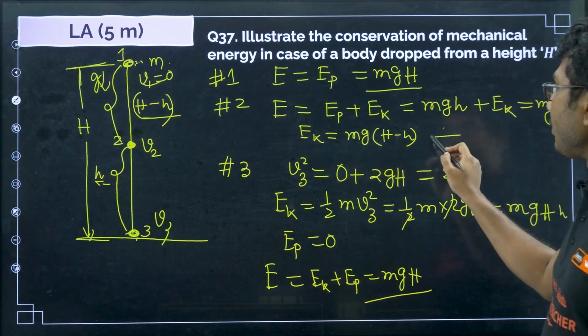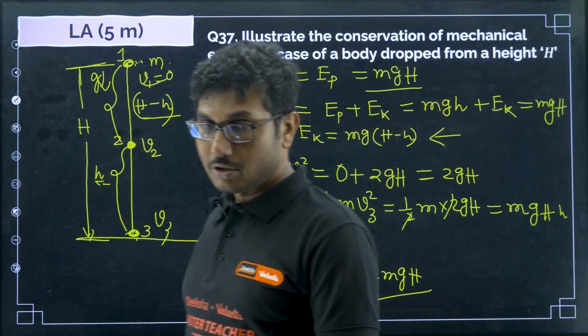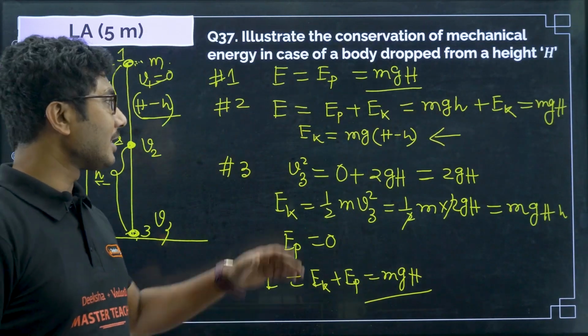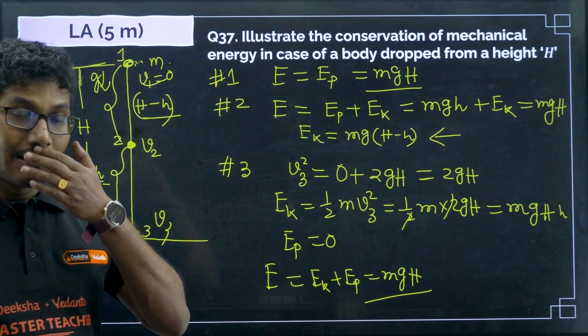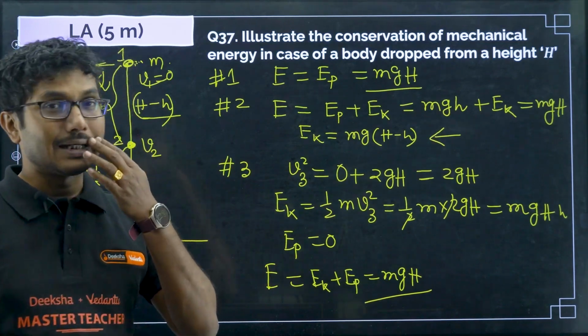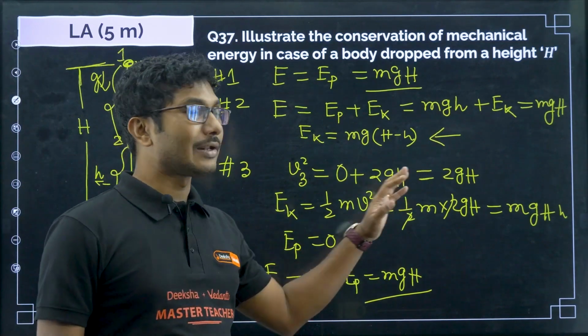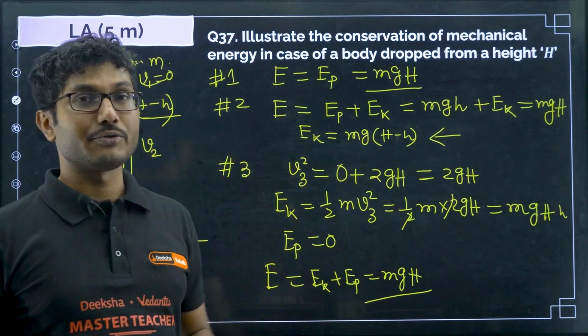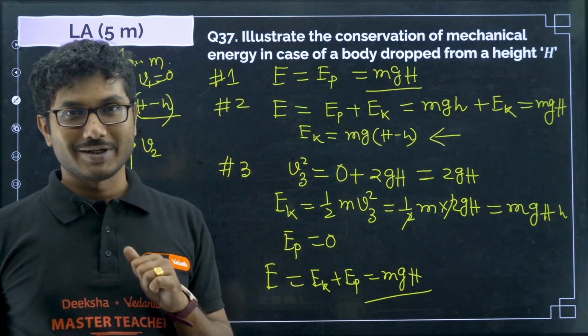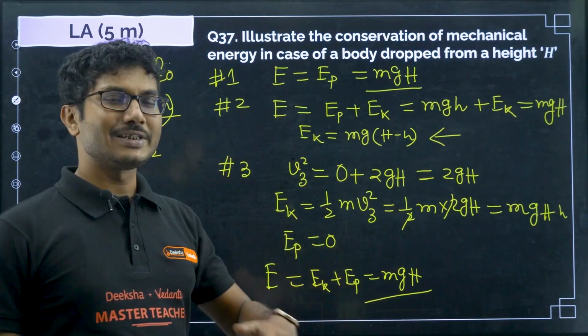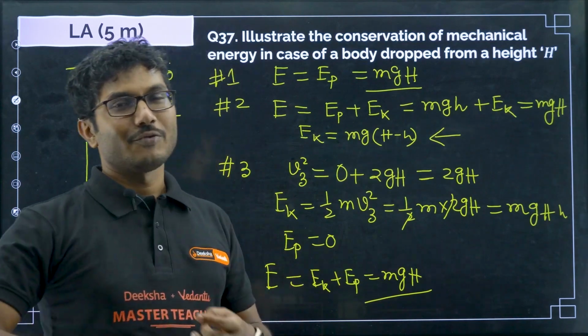Only the intermediate point that you have to remember, and if you remember the intermediate point, the same logic you can apply for the third position as well to calculate the kinetic energy. So for the kinetic energy calculation, you have to use the linear motion equations, not the conservation of energy. Once you have derived this, now you can use conservation of energy for any other principle.